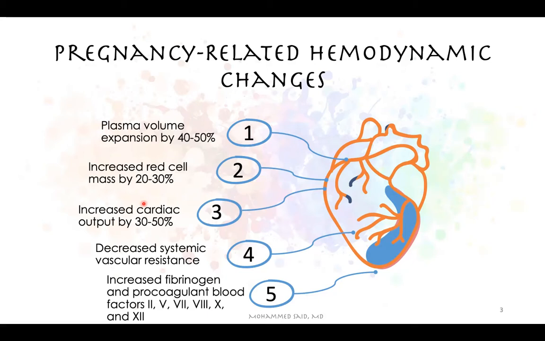And then as a safety measure, pregnancy is a procoagulant state. So almost all the clotting factors increase except for factor 11 and 13. And this is to control obstetric hemorrhage. So this is like a safety thing. These are basically the main hemodynamic changes that occur with pregnancy.